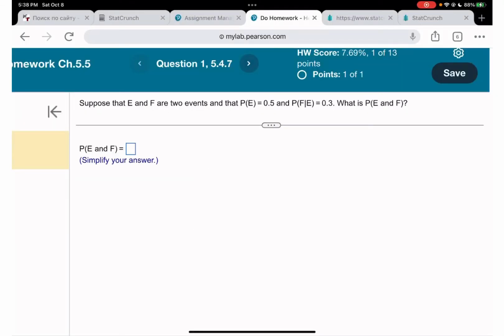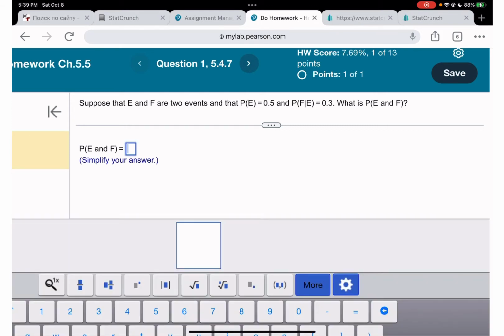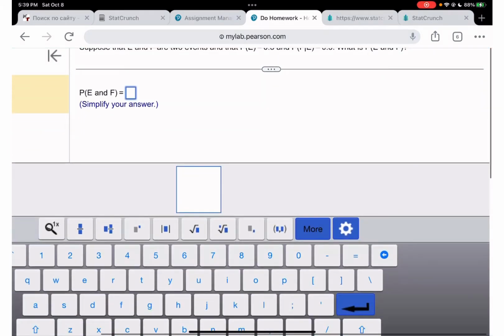Solving 5.5 homework. So question 1. Suppose that E and F are two events, and that the probability of E is 0.5, and the probability of F, considering that E has already occurred, is 0.3. Then we need to find the probability of E and F, so they both will be there. So it's going to be 0.5, because we have "and", we multiply by each other. 0.5 times 0.3, considering they are independent. So 0.5 times 0.3 is going to be 0.15.